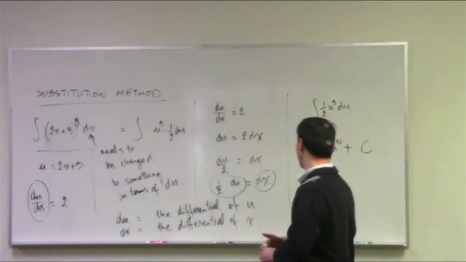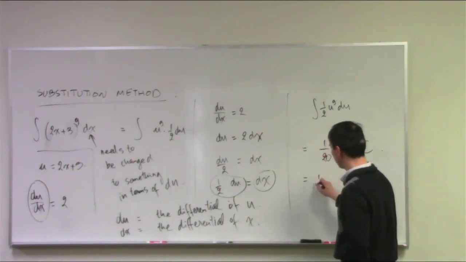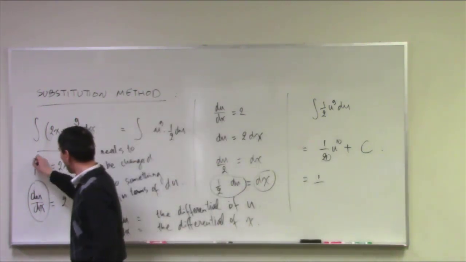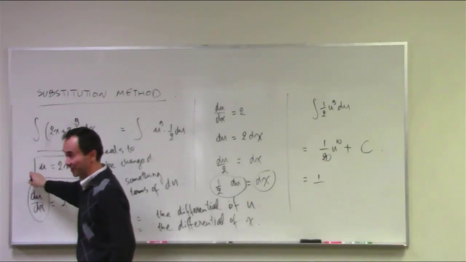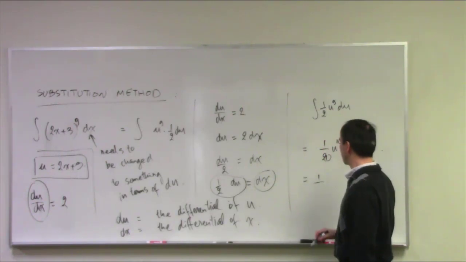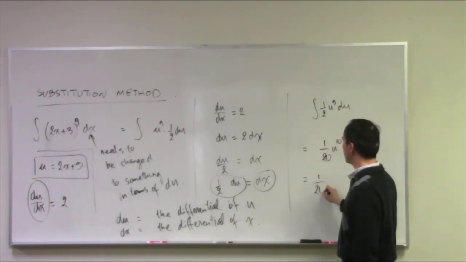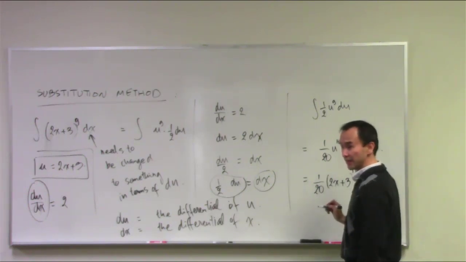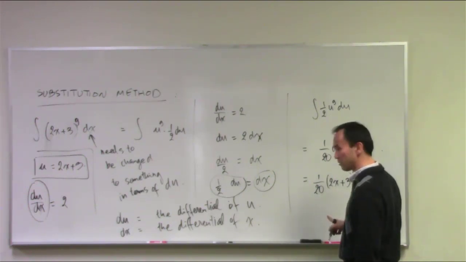Okay. And so here you go. We just bring back what u was. That's why you gotta always know what your substitution was. So with your substitution chosen to be u equals 2x plus 3, now you go 1/20 times (2x plus 3) to the 10th, plus c. You guys see what I'm saying? All right. So don't rush.